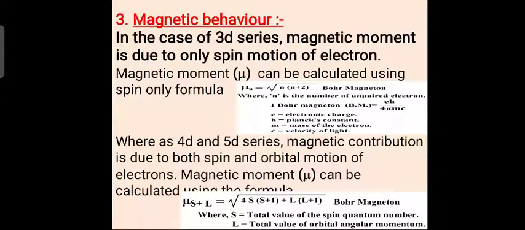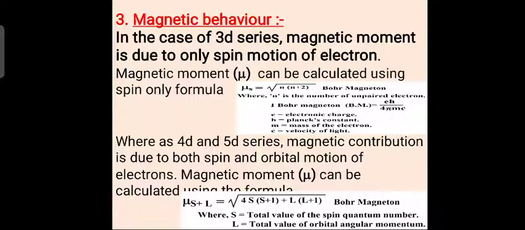Third point, magnetic behavior. In the case of the 3d series, magnetic moment is due to only the spin motion of the electron. The formula for magnetic moment calculated by spin motion is mu_s equal to square root of n into n plus 2 Bohr magneton, where n is the number of unpaired electrons. One Bohr magneton is equal to eh by 4 pi mc, where e is the electronic charge, h is Planck's constant, m is the mass of the electron, and c is the velocity of light.